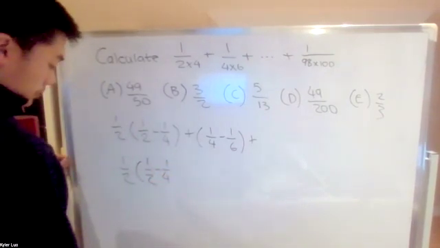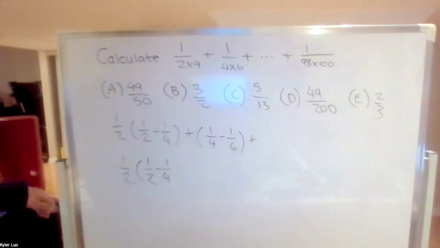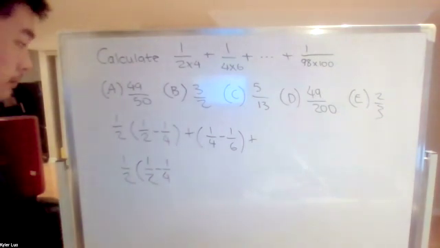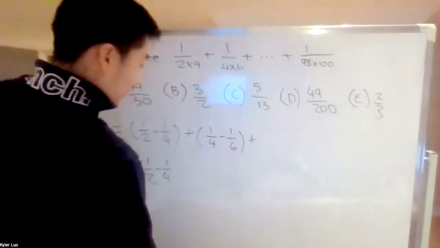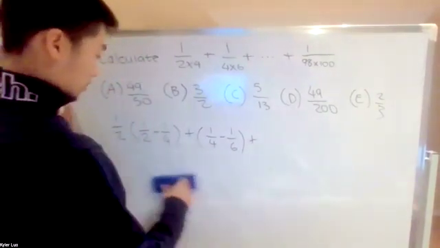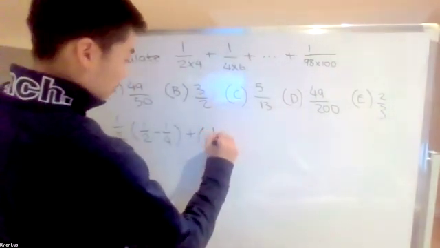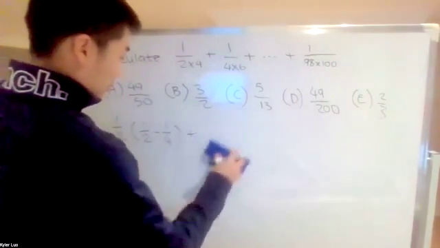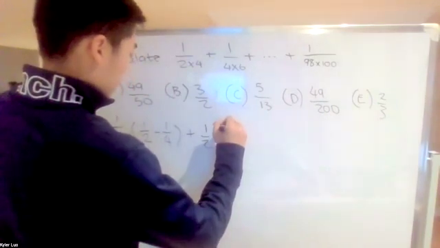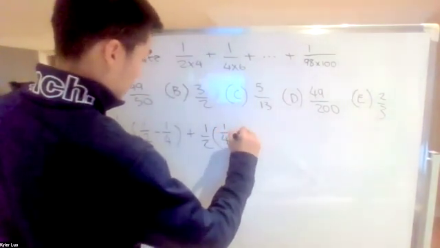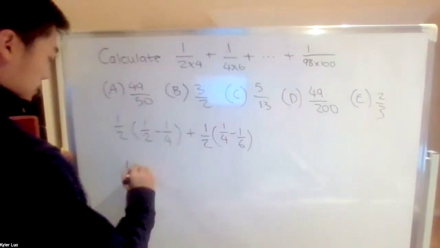Oh wait, my bad. For the second part, in brackets 1 over 4 minus 1 over 6, I forgot to add 1 over 2 in the front. Is it okay if you add 1 over 2 in the front? Not in brackets, remove the bracket. Yeah, that. And then 1 over 2 times, in brackets this time, 1 over 4 minus 1 over 6. There we go. And now we're going to go back to the rewriting part.